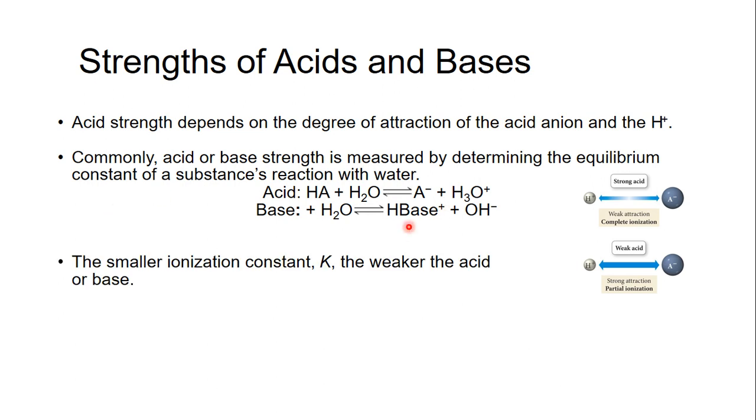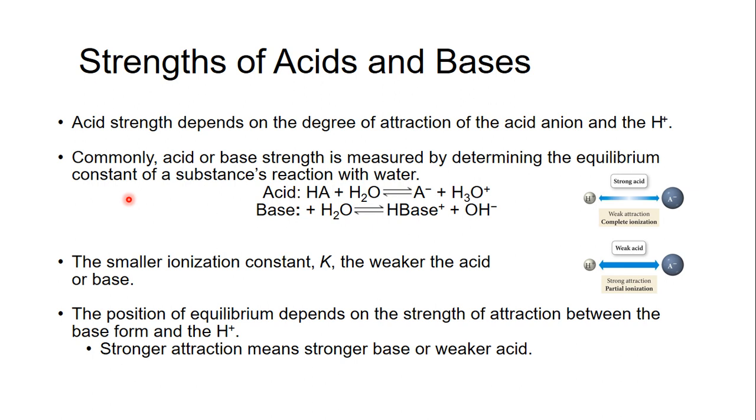So if you have a small ionization constant, that is, you have a lot of reactants left over, you will have few products and you will have a small K, so it'll be a weak acid. And this value of K is really dependent on the attraction between your anion and your H plus, as shown here in this graph.